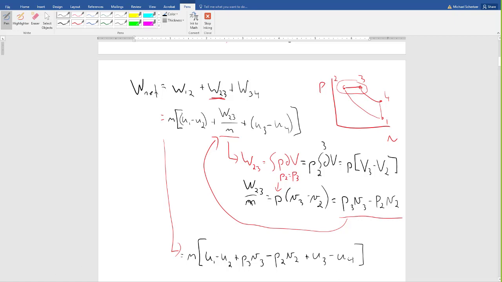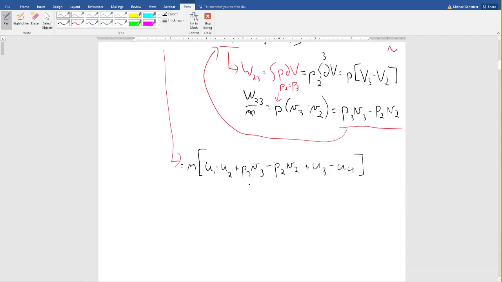Instead, I'm going to go through here and organize these by state number. It's tricky because it's hard to use the mouse and the pen at the same time. So this is going to be the mass times U1. Now I have a U2 and a P2 V2, so this is going to be minus U2 plus P2 V2. Now I have a plus U3 and a plus P3 V3. So this is plus U3 plus P3 V3, minus U4.